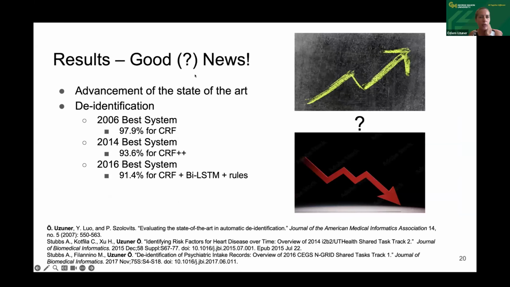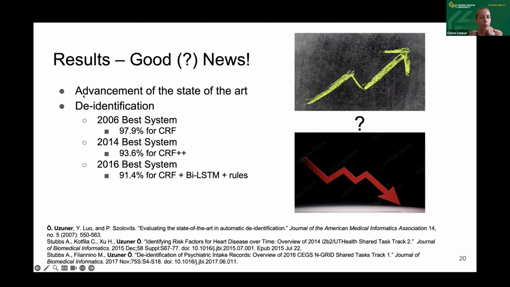Well, this is the trend that we were expecting, the upward arrow, but we see a trend downwards in the numbers. And you can be sure, going from 2006 to 2016, the sophistication of the system improved, right? So the first one was a conditional random field. And when we ran the de-identification task, then we got about 98% performance. We're like, wow, we're done. We could just do this all the time.